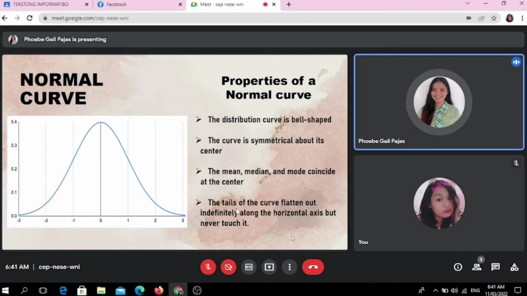The distribution curve is bell-shaped. The curve is symmetrical about its center. The mean, median, and mode coincide at the center. The tails of the curve flatten out indefinitely along the horizontal axis but never touch it.